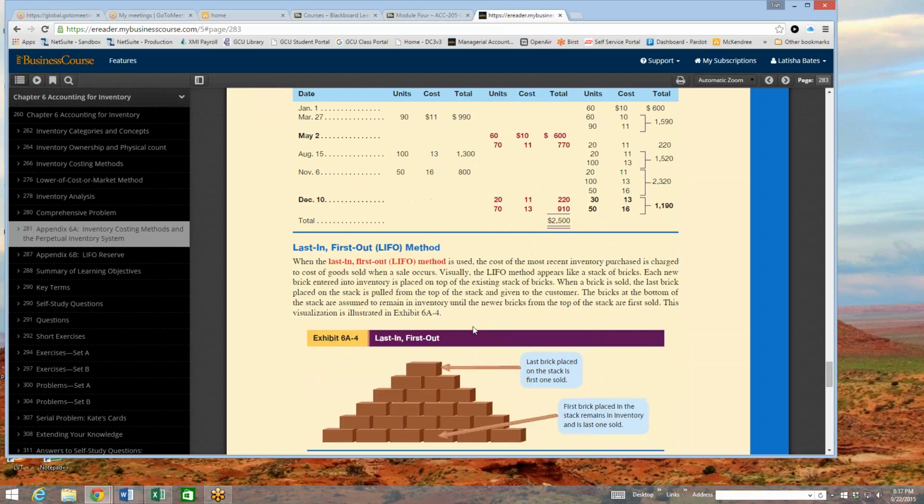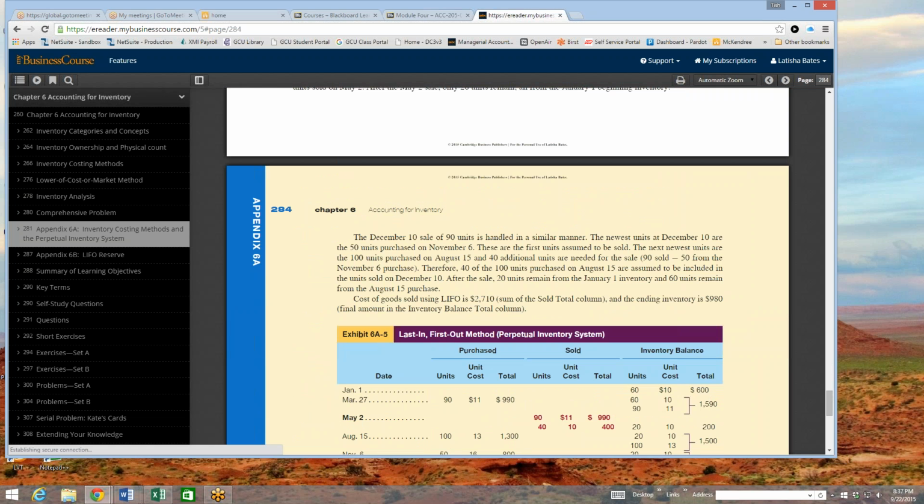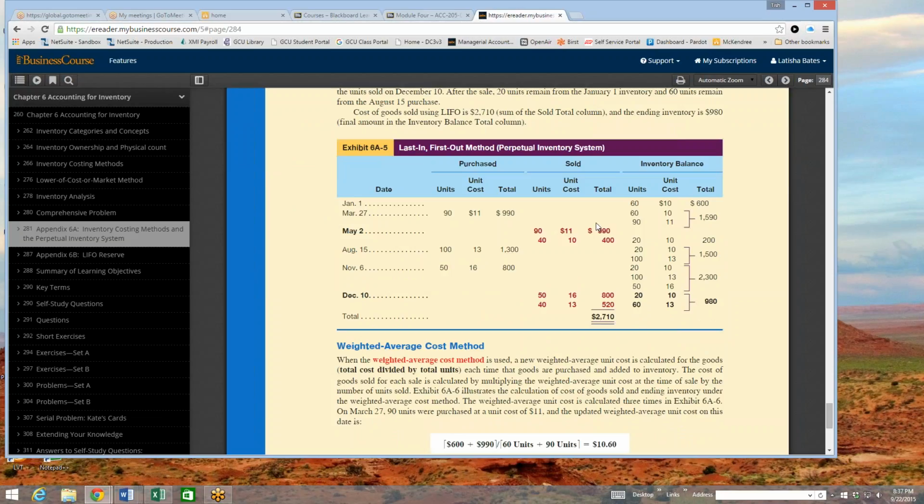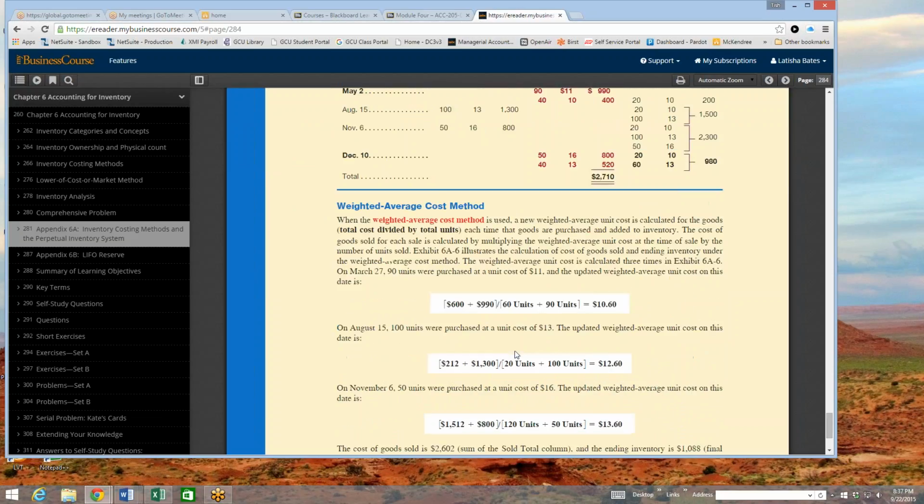Same thing with last in, first out. The cost of the most recent inventory purchased is charged to the cost of goods sold when the sale occurs. So this is the one where you take it off the back end, and it works you down through that method as well. Then you've got the weighted average cost, the same type of calculation as what you did with the periodic method.